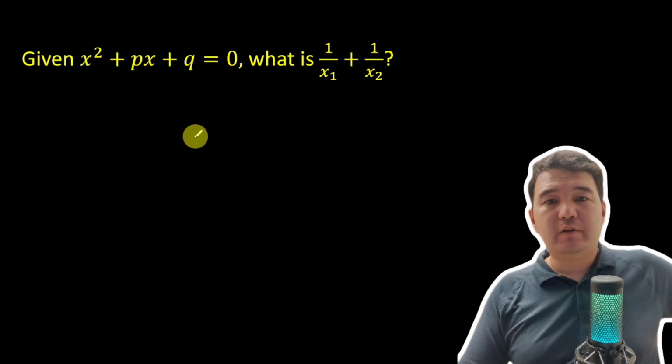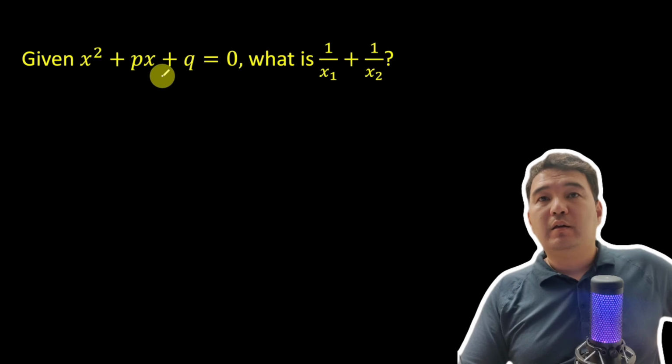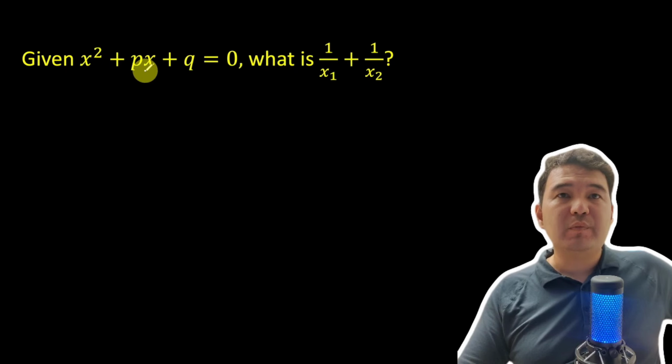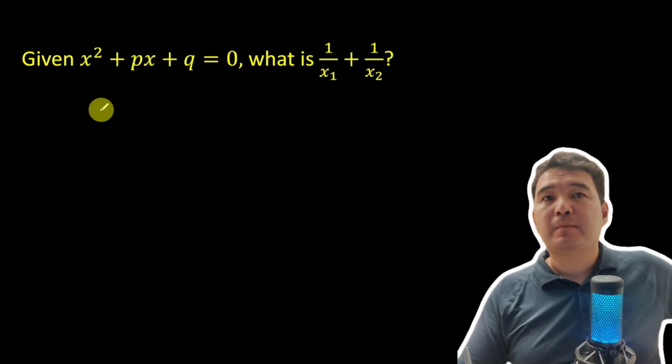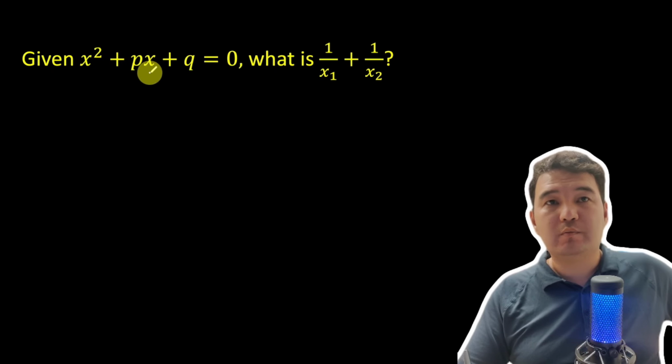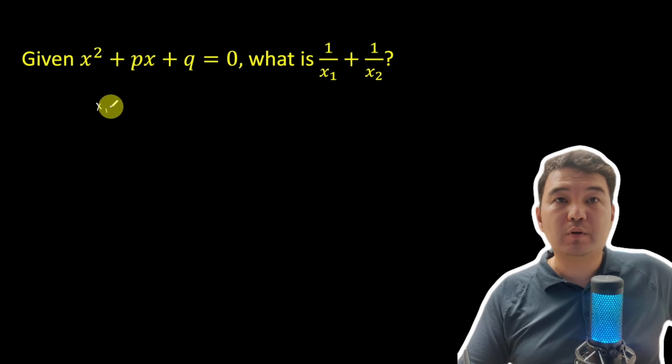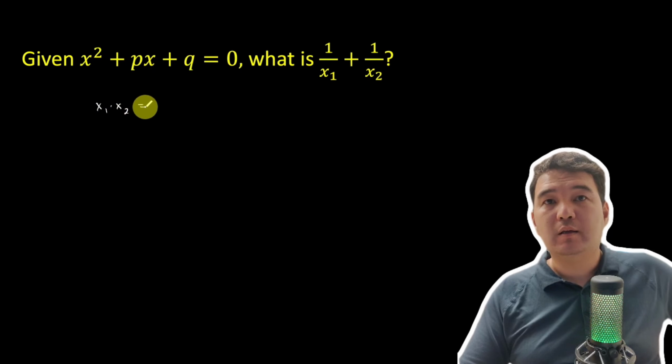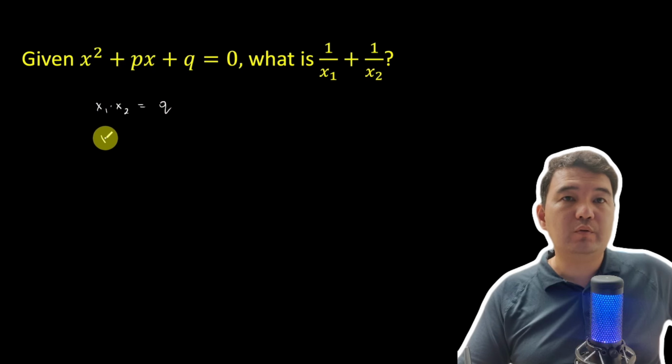So this is another very important type of problem. Here we can use Vieta's theorem. Vieta's theorem says that when you have a quadratic equation in this form, the product of two roots is going to be q, and the sum of two roots is going to be negative p. So this is Vieta's theorem.